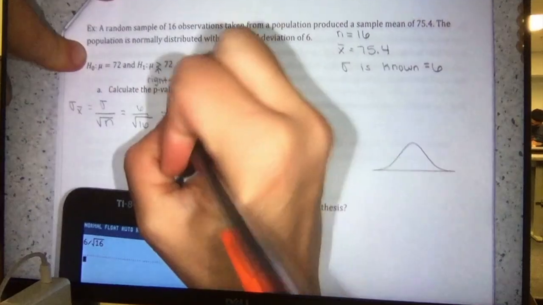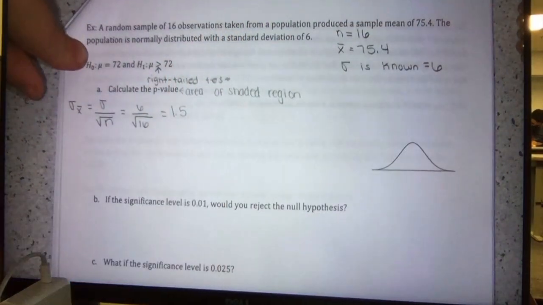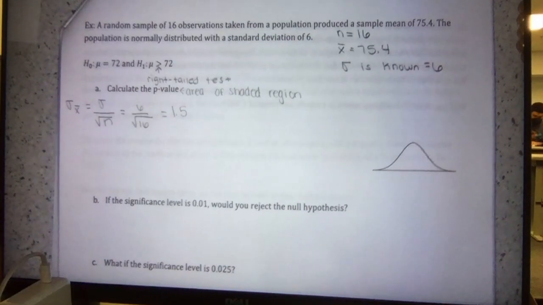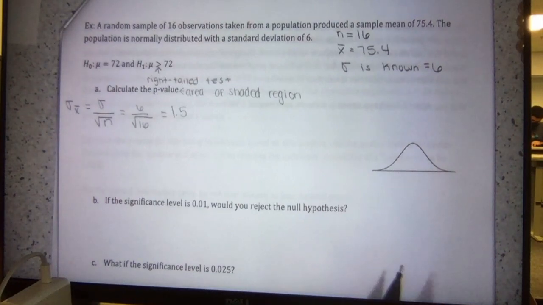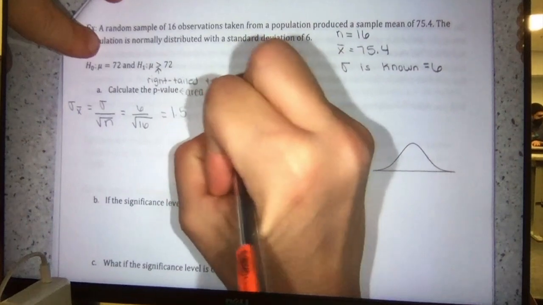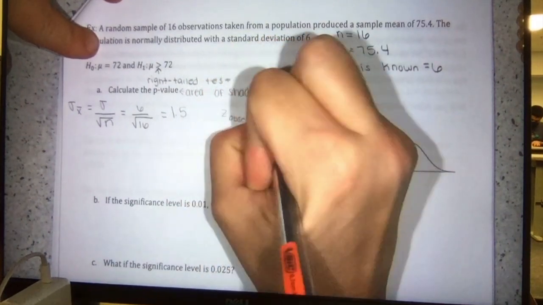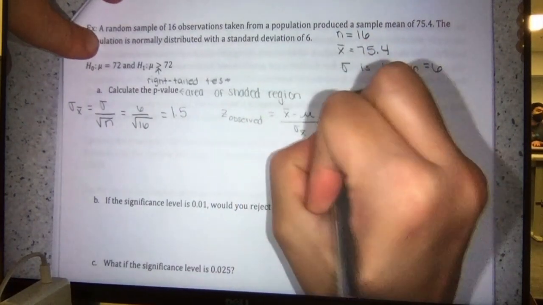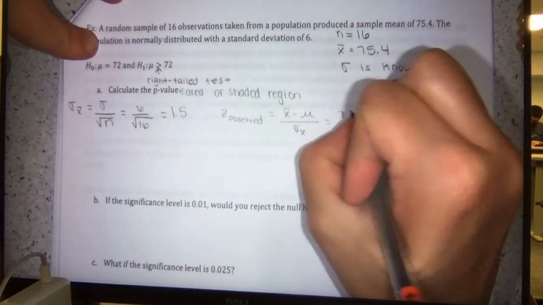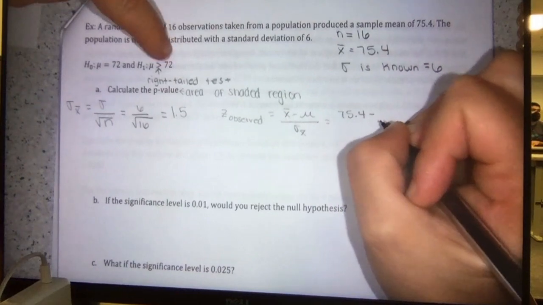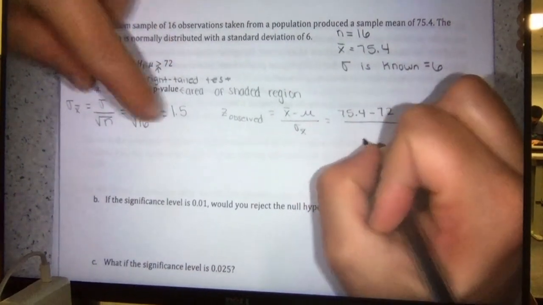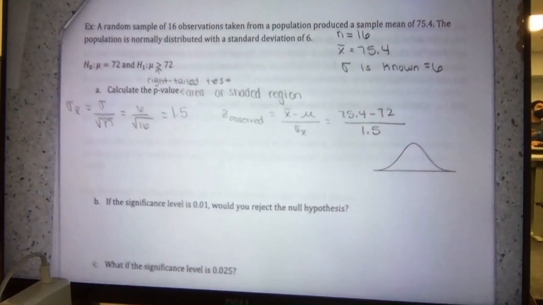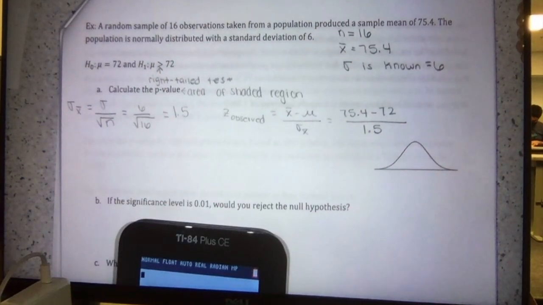Which is 1.5. We need to find our z value so that way we can find the area under the curve. So z observed is our x bar minus our mu all over our sampling standard deviation. Our x bar in this case is 75.4 minus our mu, which they gave us here, is 72, all over our sampling standard deviation we just found, 1.5. Again, whenever you put this into your calculator, it's a fraction, so make sure you put the top in parentheses.